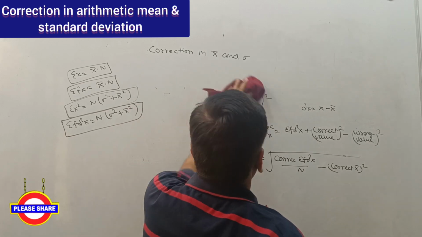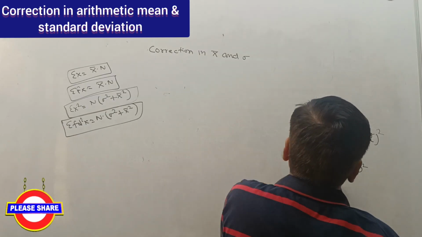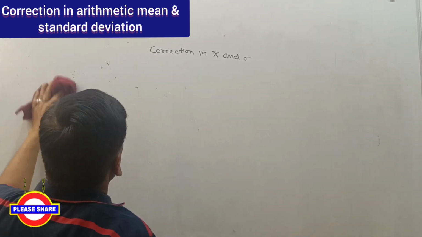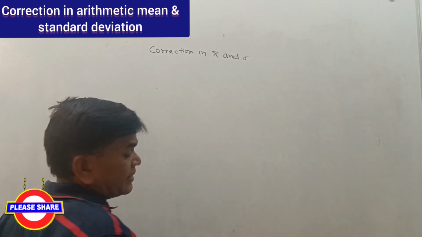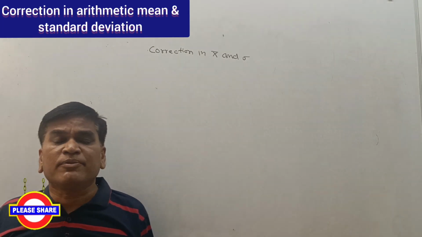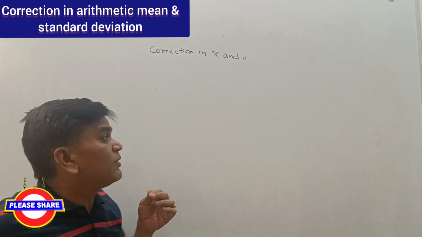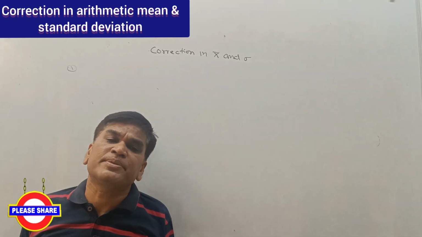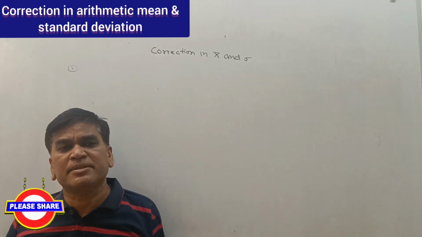We will discuss some questions, and in those questions we will solve our mistakes, so you may learn how to correct arithmetic mean and standard deviation. We will have 4 questions here. First question: so many times it is repeated in the examinations.